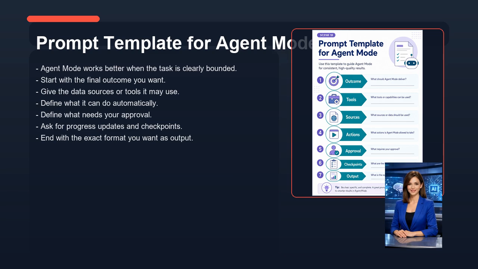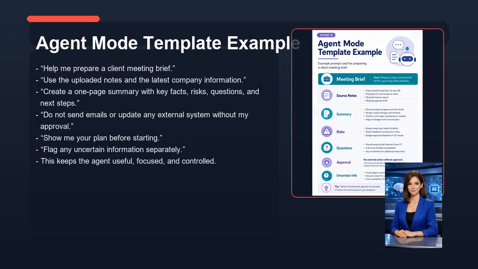Ask for progress updates and checkpoints. End with the exact format you want as output. Now let's look at agent mode template example. Help me prepare a client meeting brief. Use the uploaded notes and the latest company information.